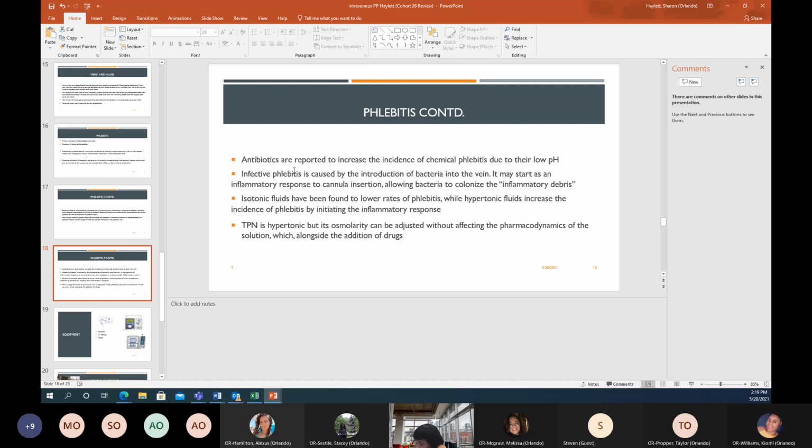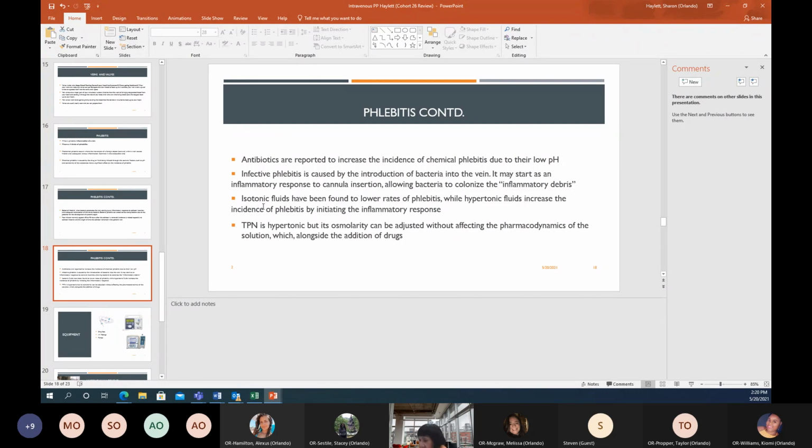And here also, antibiotics are reported to increase the incidence of chemical phlebitis, and that is also important. And infective phlebitis is caused, as we know, by the introduction of bacteria. Okay.